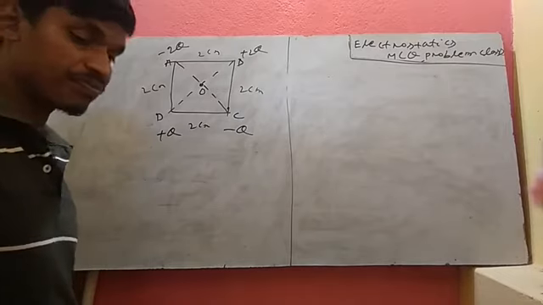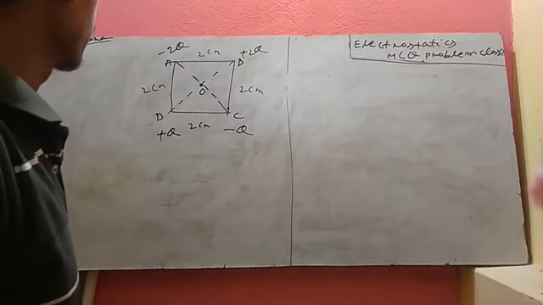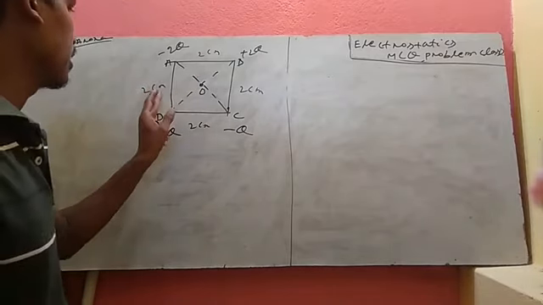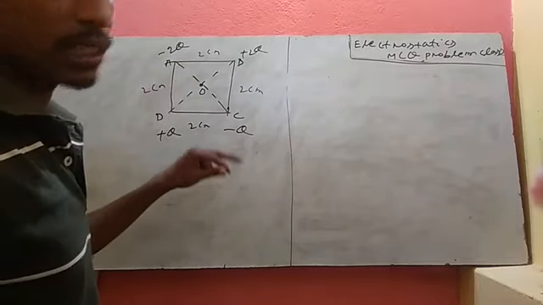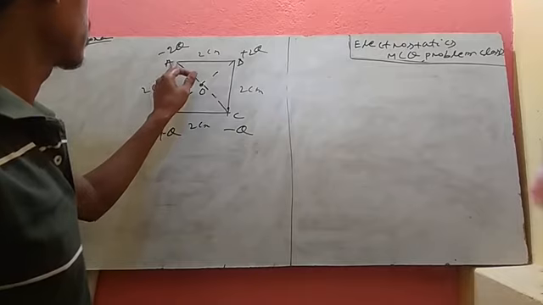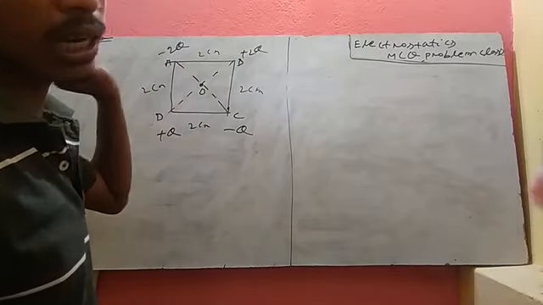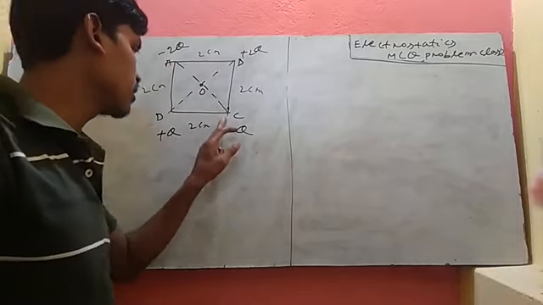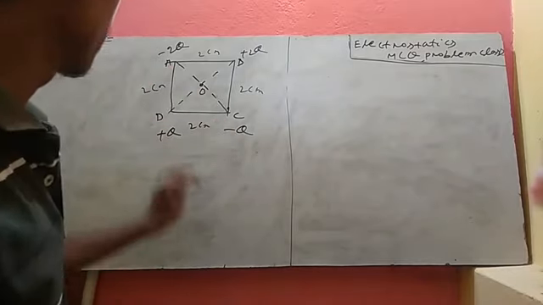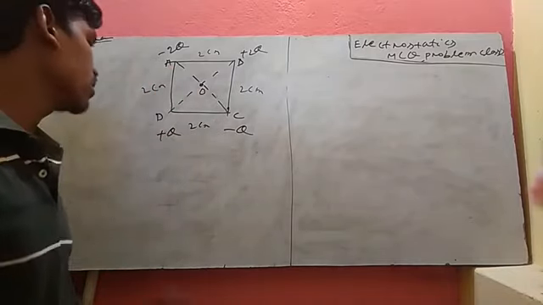Here is another question. A square has a side of 2 centimeters and four vertices: A, B, C, D. At vertex A, a charge of minus 2q is available. At B, plus 2q charge is available. At C, minus q charge is available. At D, plus q is available.